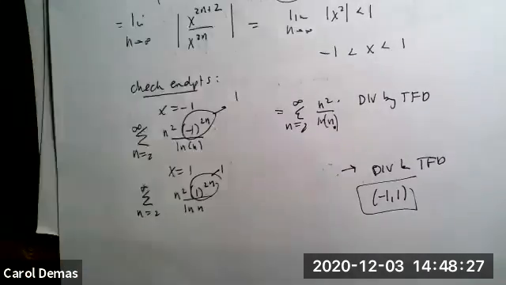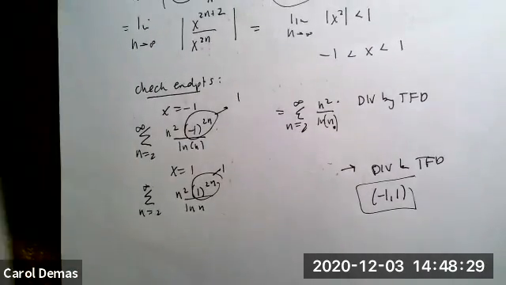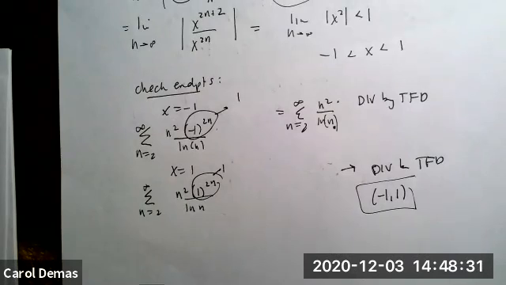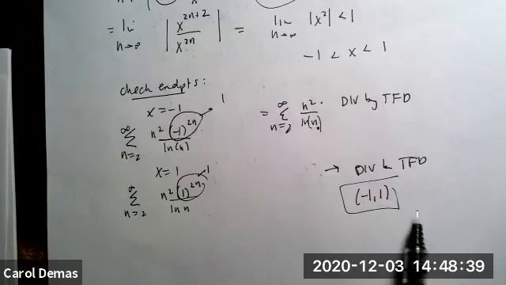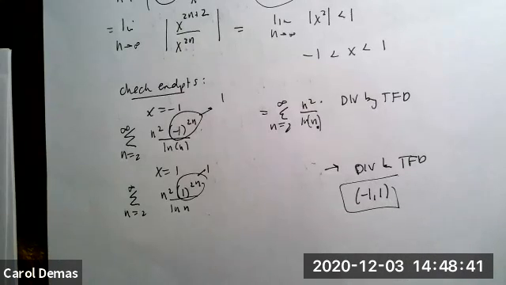Okay. Ready for number 11? Yeah, when you plug in the endpoint, if it converges, you're going to change your parentheses to a square bracket, okay?